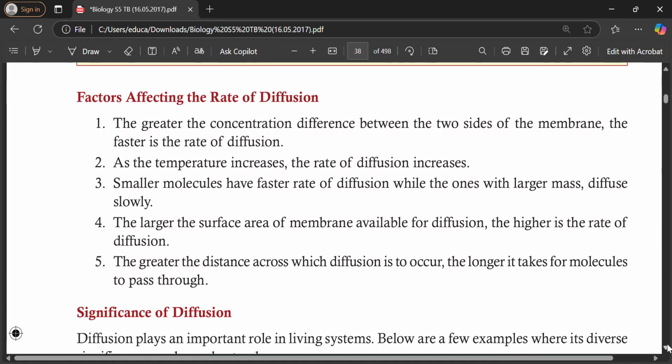So what are the factors which affect the rate of diffusion? First, the greater the concentration difference between the two sides of the membrane, the faster the rate of diffusion. If there is too much difference between the concentrations on two sides, then the diffusion goes very quickly at a higher rate, and as the temperature increases, the rate of diffusion increases.